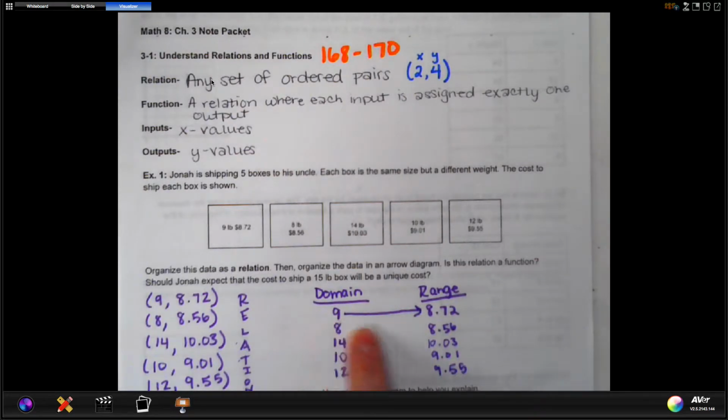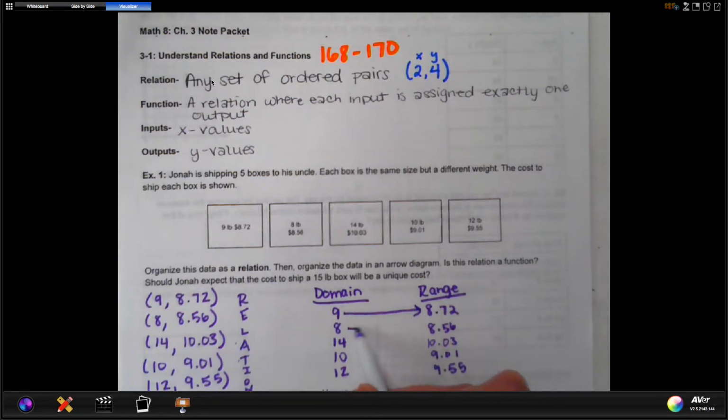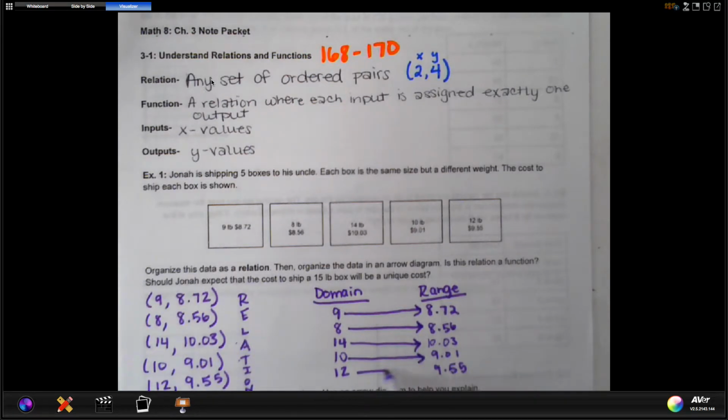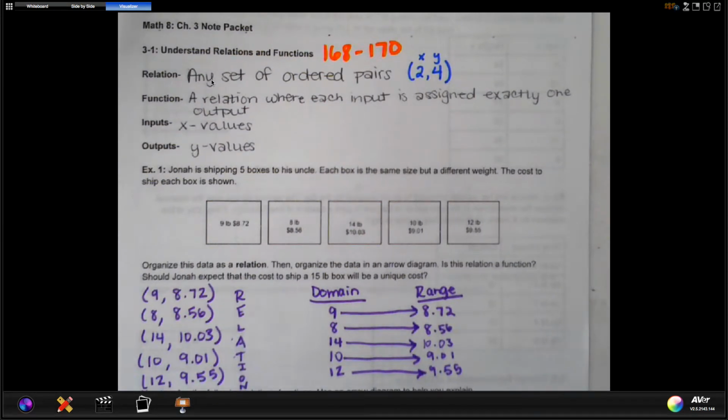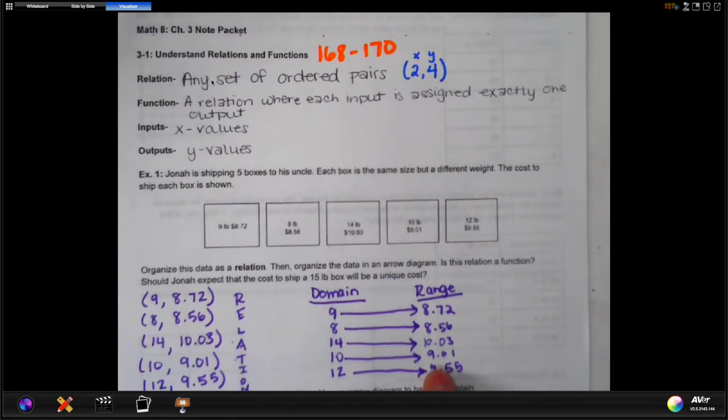And the arrow diagram is literally to draw an arrow for each one. So 9 goes with 872, 8 goes with 856, 14 goes with 1003. 10 goes with 901, and 12 goes with 955. Now, you're thinking to yourself probably, why would I do that? It's almost the exact same. Well, the reason is when we are going to start doing this below, sometimes these arrows get a little crazy, and we'll show you that in a minute.